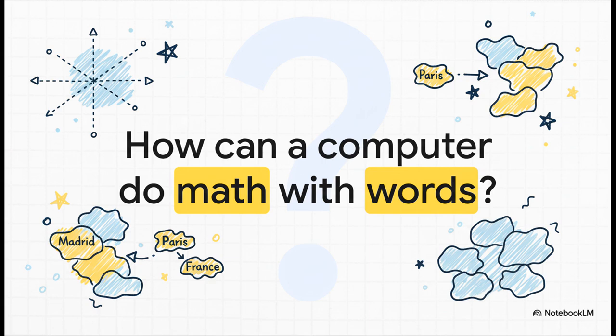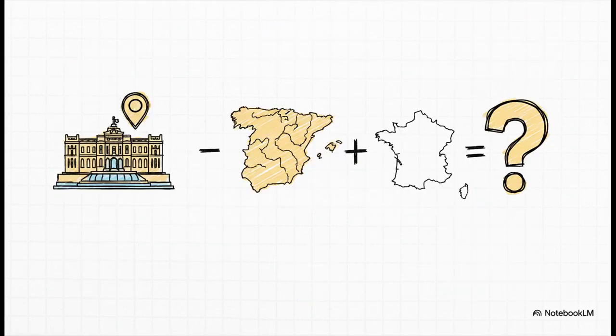I mean, we think of computers as number crunchers and words as, words. So how could a machine possibly do arithmetic with concepts? Well, that is the big mystery we're going to unpack right now. So check this out. The researchers behind the paper put this exact equation on the table. Take the vector for Madrid, subtract the vector for Spain, and then add the vector for France. What do you think you get?